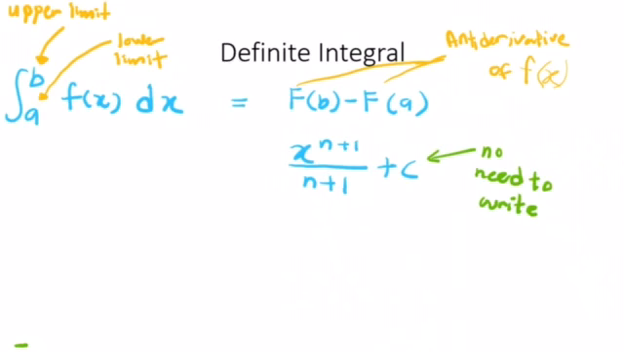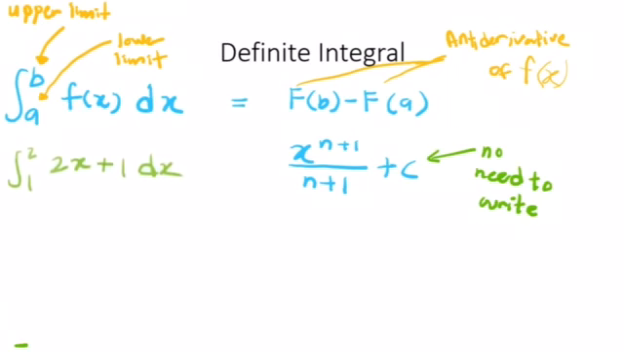This is the general formula, which is x to the power of n plus 1 divided by n plus 1, plus constant c. So in definite integrals, we don't really need to write the constant c. I can show you why.